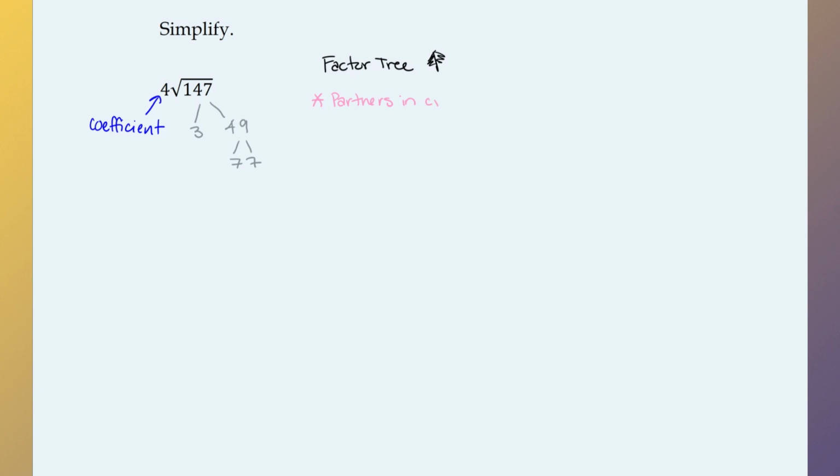So you want to remember your tree goes all the way down to the roots, and the roots are going to be any of those prime numbers that can't be broken down into two numbers that multiply to it. We're going to look for partners in crime, and those are the ones that get to escape our radical jail. In this case, we have a pair of 7s.